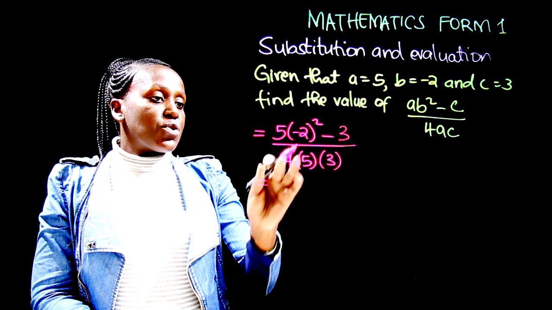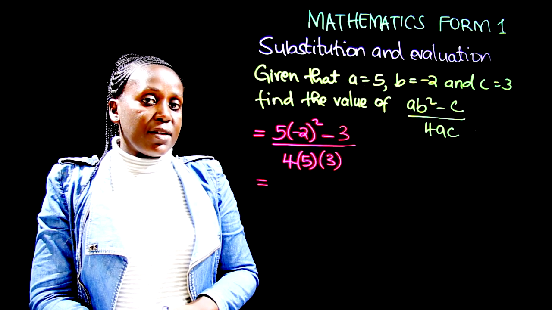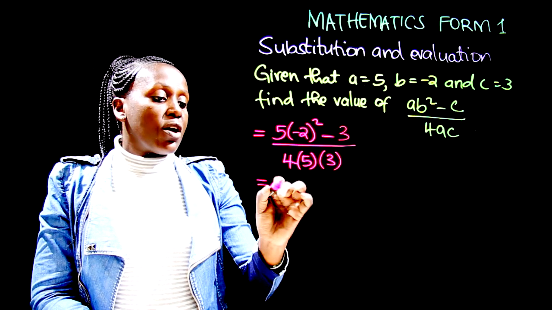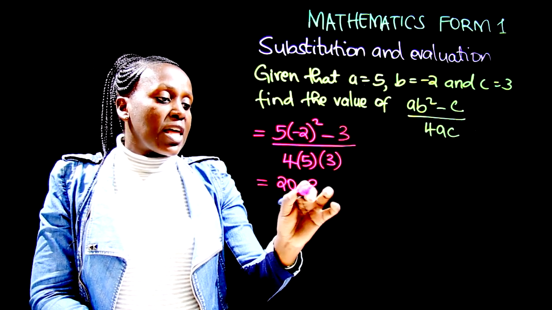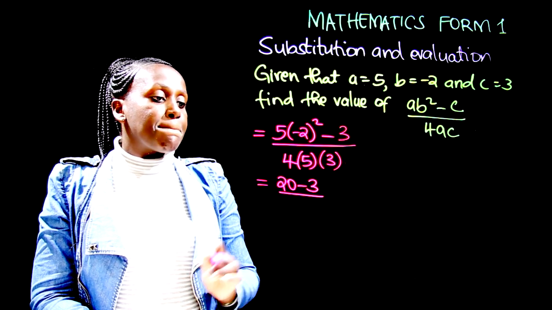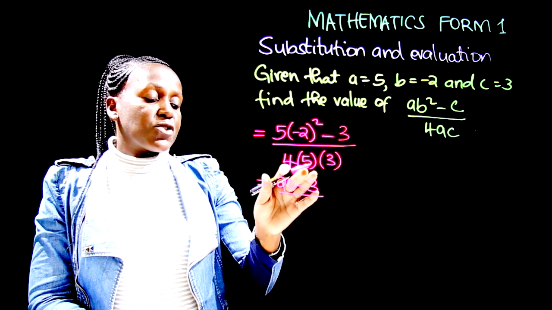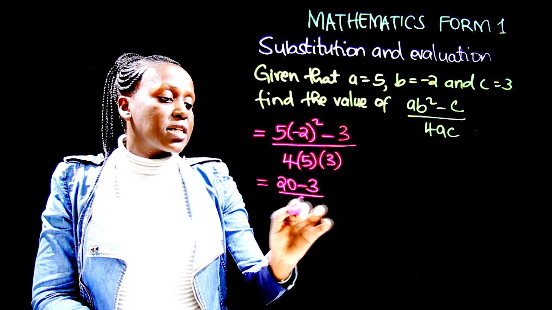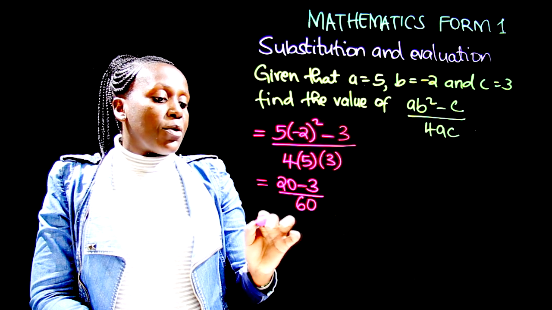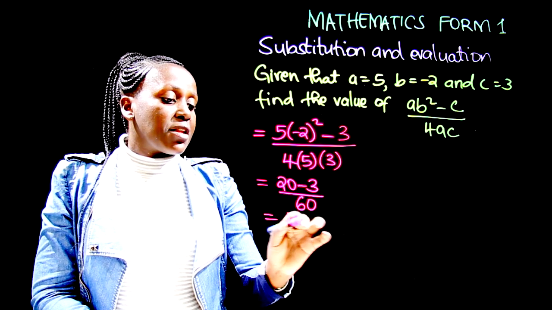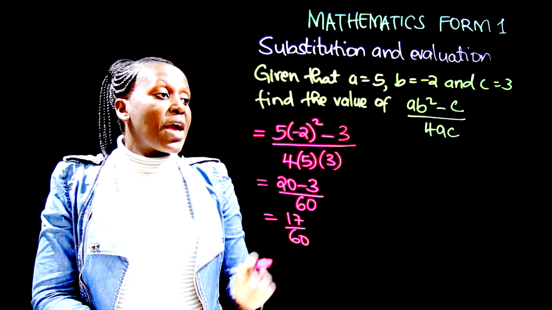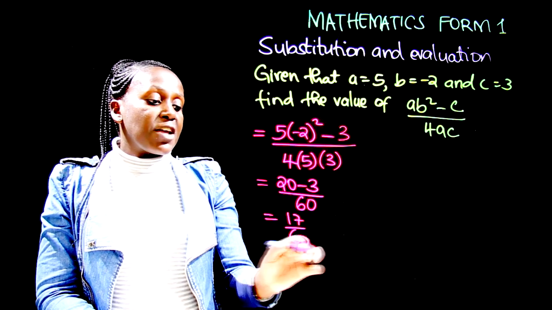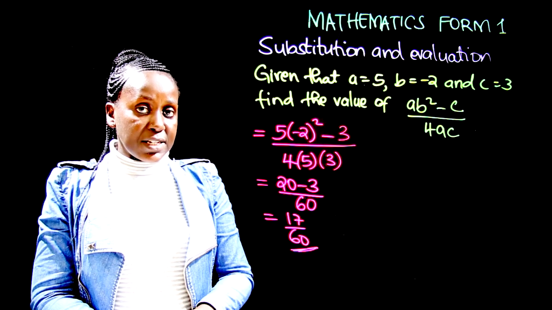So this is equal to -2 squared is equal to 4. So 5 times 4 is 20, then minus 3, over 4 times 5 is 20, 20 times 3 is 60. So now 20 minus 3 is 17 over 60. So we have substituted and then evaluated, and our final answer is 17 over 60.